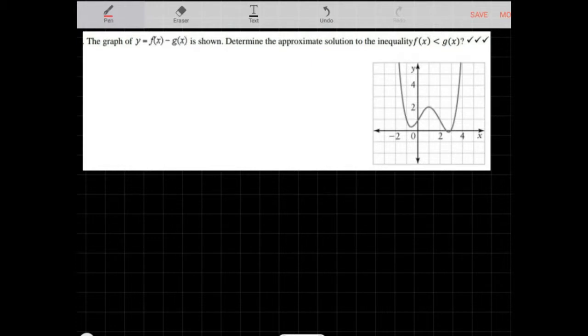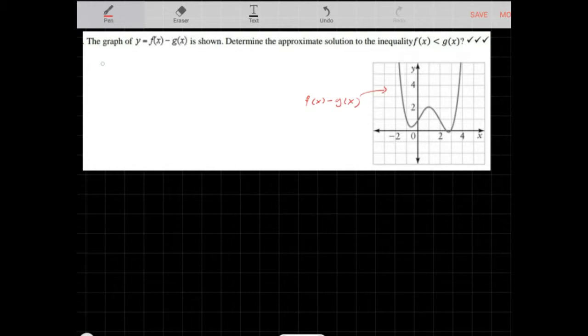Alright, the graph of y equals f of x minus g of x is shown. Determine the approximate solution to the inequality f of x is less than g of x. Well, if this is our graph, f of x minus g of x, so this is a combined function.